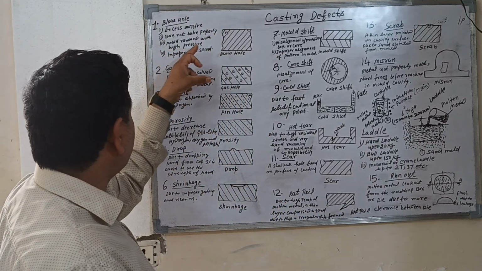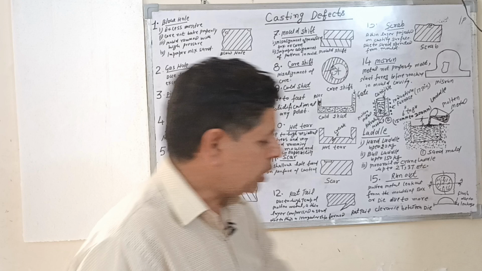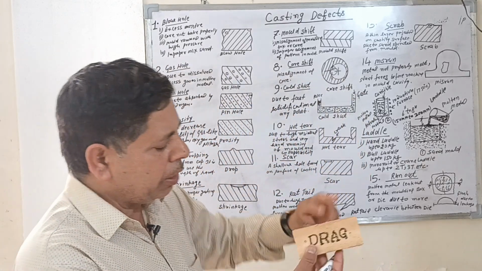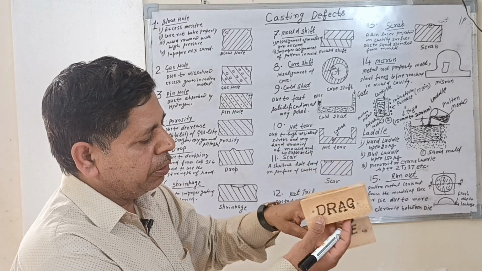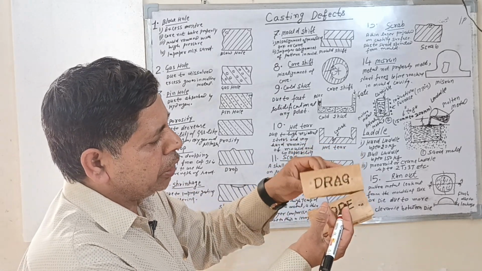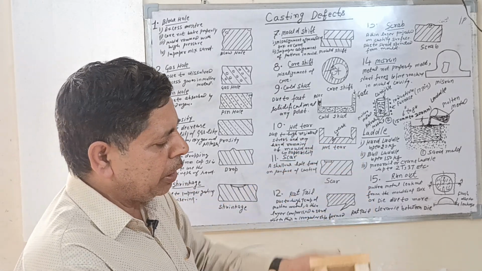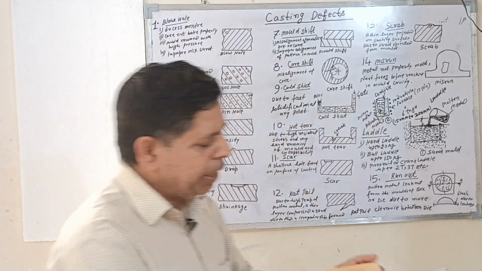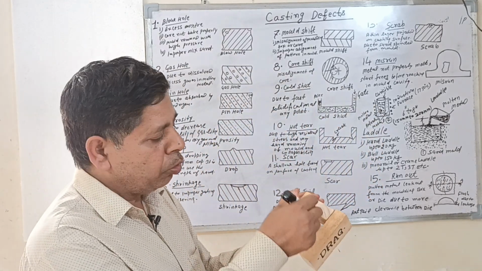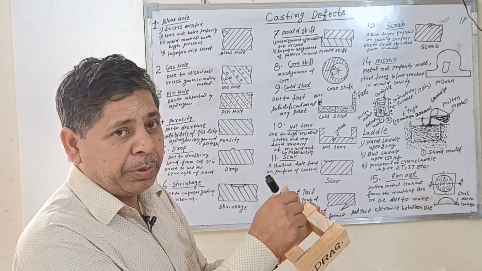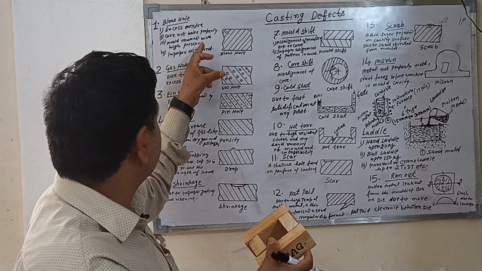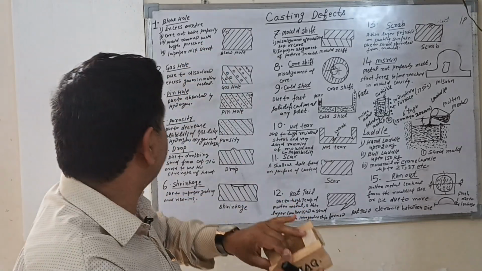Third is mold rammed with a high pressure. This is a core, this is a drag, this is a cope. When the sand is filled in this cavity to make the mold, it is rammed, and if a high pressure is not used, this defect occurs.